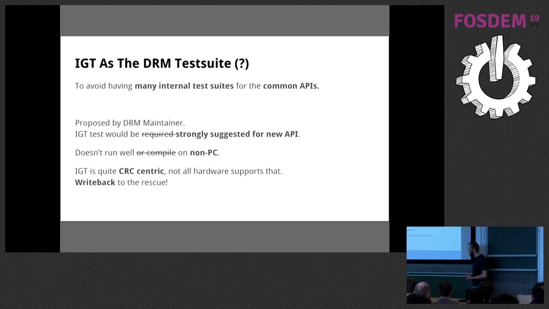So DRM subsystem maintainers recently proposed that IGT could be required for new APIs. Whenever there's a new user space facing API added to the KMS area, it should be backed by an IGT test if that's feasible. Of course, there are a couple of corner cases where IGT is not perfect and needs more work, so they don't want to block on that. They don't want to make people struggle. But if it's possible, then yeah, please back it up with IGT tests, which would be nice.